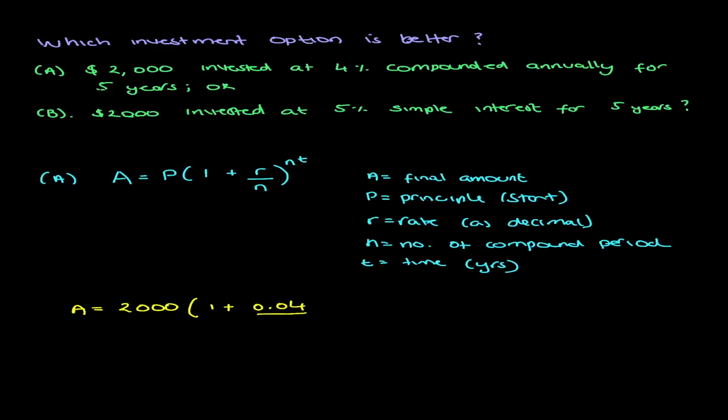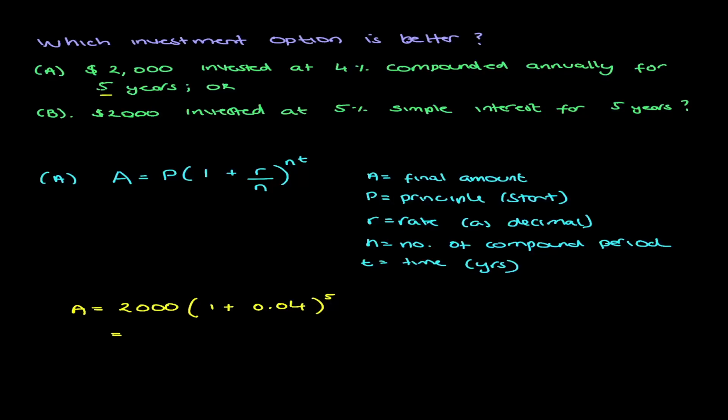Like I said, in this case, the compound period is 1 because it's compounded annually. So you could say over 1. When the compound period is 1, you don't actually even need to include it in our formula because it gives us the same value. 1 to the power of anything is 1, so you don't need to include that. T is also to the power of t, so it's n times t. T is the time, which in this case is 5.